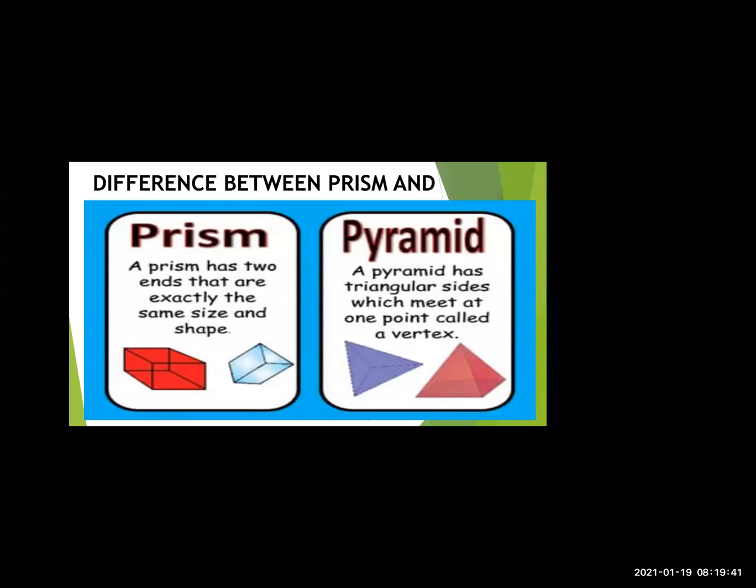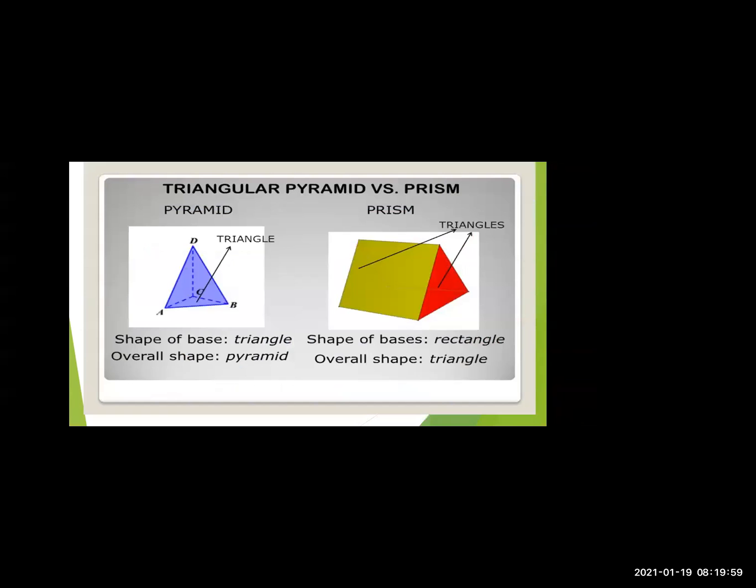But in a pyramid, the base tells the name of the pyramid, and it has a coverage of only triangle shape, and it has only one base. One base means pyramid, two bases means prism. This is the difference between a prism and a pyramid.